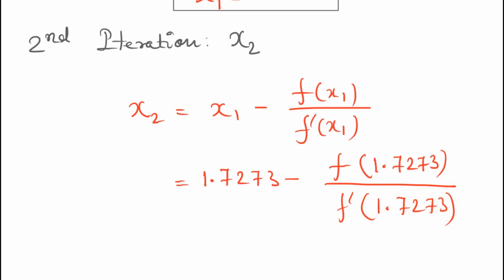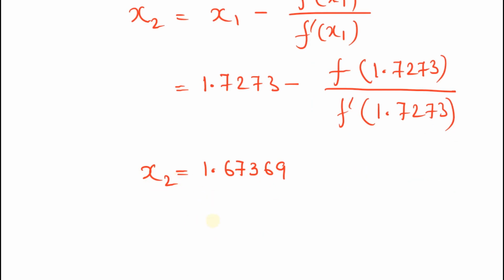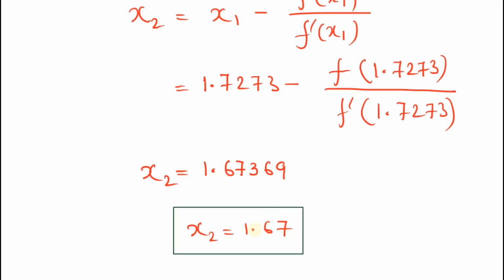1.7273. For this type of problem you must use a calculator, otherwise you may get an incorrect value, because any mistake even in a single digit will cost you the whole answer. If you use the calculator here, the second iteration you will get is 1.67369. If we round it off to 2 decimal places, we can write x2 is equal to 1.67, and that is our final answer.